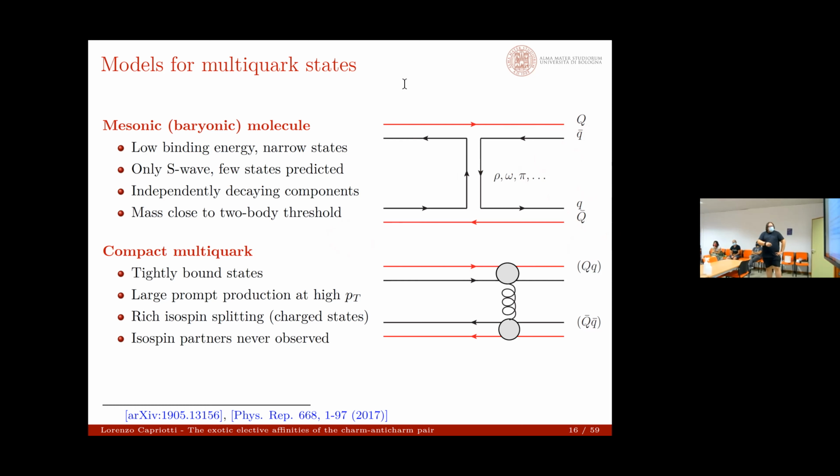Another interesting model is the compact multiquark model, so that's the compact tetraquark or compact pentaquark. In this model, you actually have tightly bound states, so the binding energy is very high. Basically the main difference with the molecule is that the q-qbar system there is a color singlet, while the q here and qbar here is a color triplet. So in this case, they can actually interact with gluons. They're very compact, and they can have a large production cross-section, especially at high pT. But of course, being two triplets, you have a full isospin spectrum. Okay? So many isospin partners are predicted, but none of them have been observed so far.